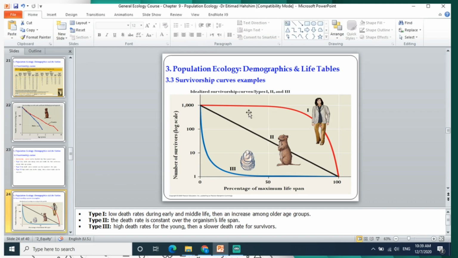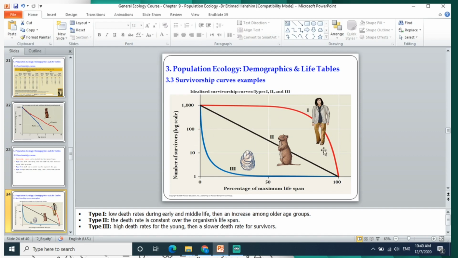Type 1, it almost looks like that. It is calculated for living organisms with a low death rate during early and middle age, then the death rate increases among the elders or after the middle age. For example, humans have a type 1 survivorship curve because we have a low death rate during early and middle age, but by old age people die or pass away.